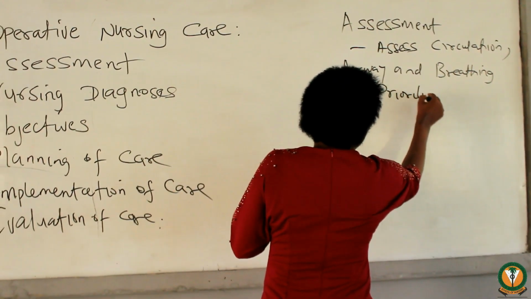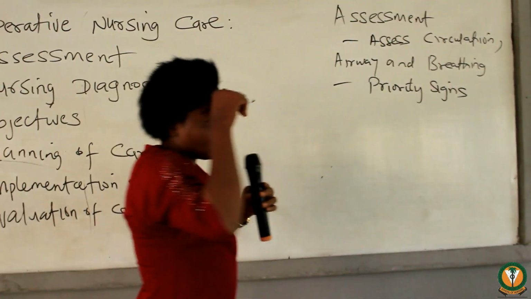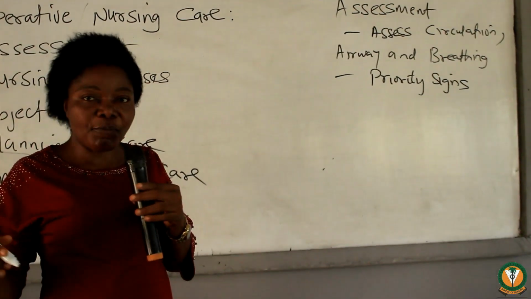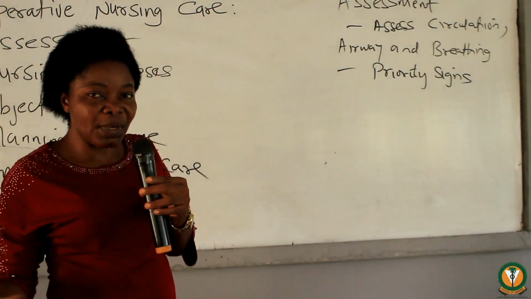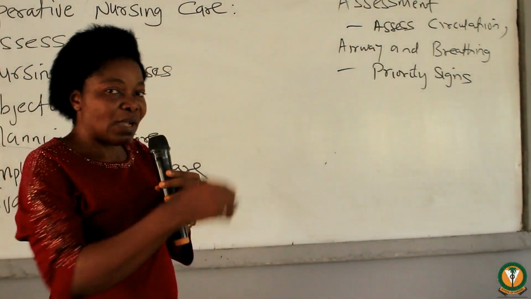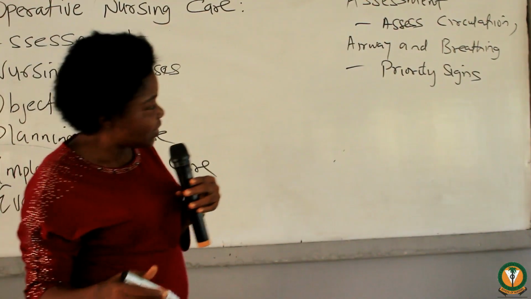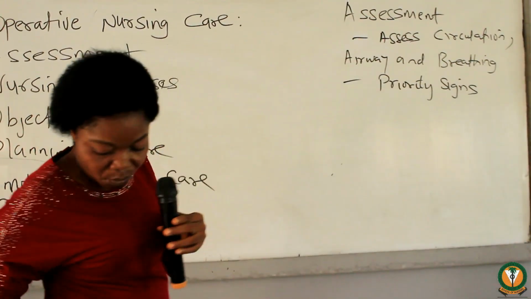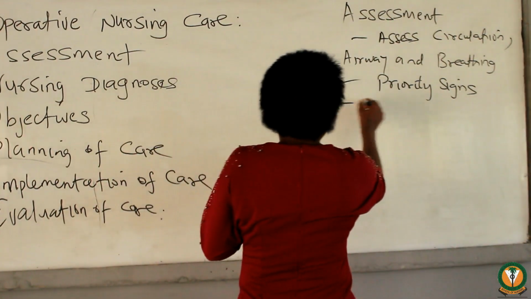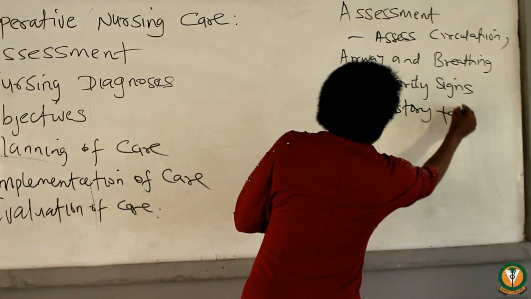We assess the priority signs. Is there a case of poisoning? Is there something that is life-threatening that if not done, the patient's life is in danger? You assess this and you intervene immediately. Then, all things being equal, if the patient is all right in this area and there is no problem, we move over to history taking.